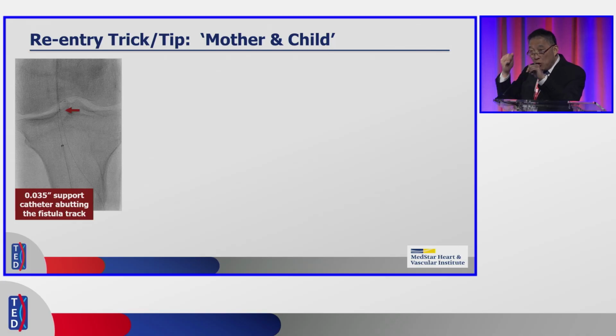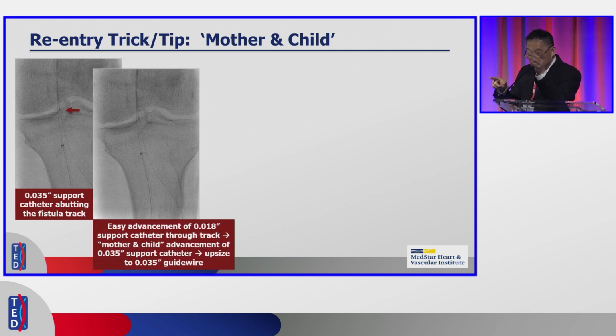So instead of putting the 018 support guide, I put an 035, then advance an 018 inside it. And you can see from this, which I see often, if you get the 035 in, it just stays on that AV fissure, what I call the trap, and it won't go in. But if you have an 018 in, look at this, it will just fly in easily.